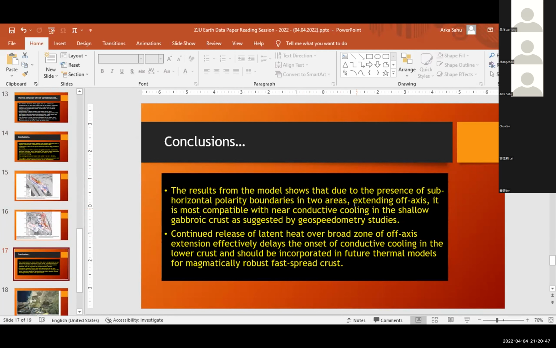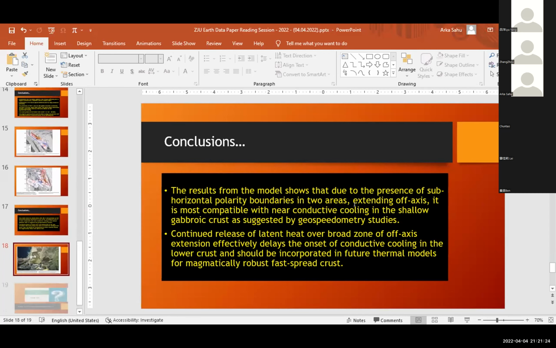And there was another theory that while this expansion or spreading happens, latent heat actually spreads over a broad zone. So this spreading was also over a broad zone, and actually this delays the conductive cooling, but that is for a lower crust. Previously this was not incorporated into studying fast spreading crusts, and that's why the correlations were not made correctly. So over here, this constraint was overdue, and they could do that.